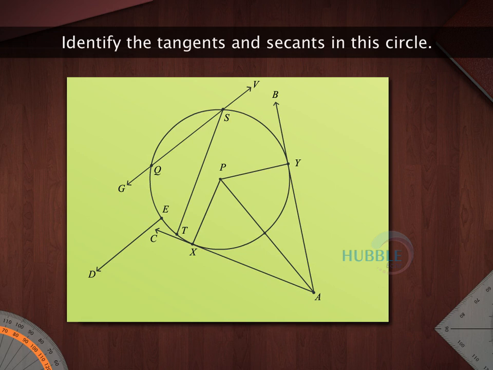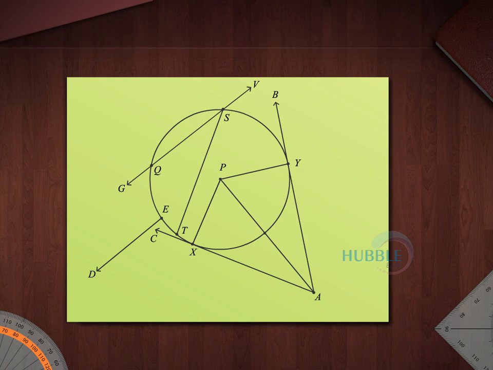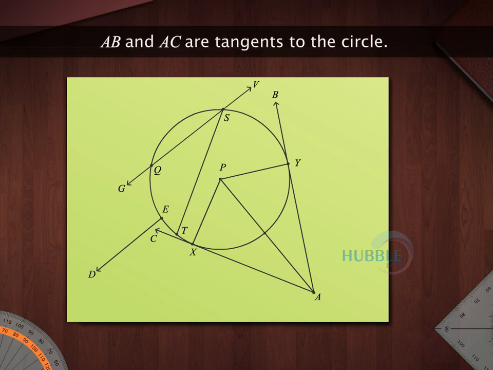Now you identify the tangents and secants in this circle. A tangent touches a circle at only one point, and at that point the tangent is perpendicular to the radius of the circle. In this example, line AB touches the circle at point Y and is perpendicular to radius PY. Thus, AB is a tangent to the circle at point Y. Similarly, line AC touches the circle at point X and is perpendicular to the radius PX. So, AC is a tangent to the circle too.